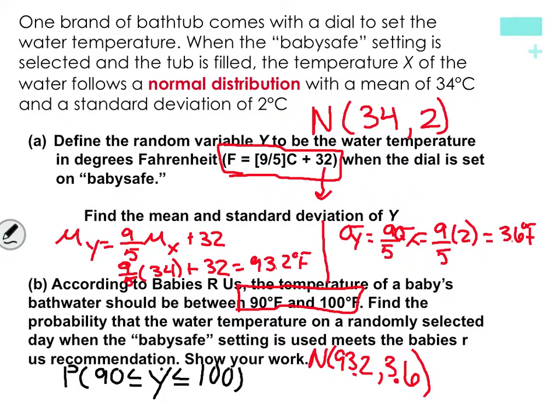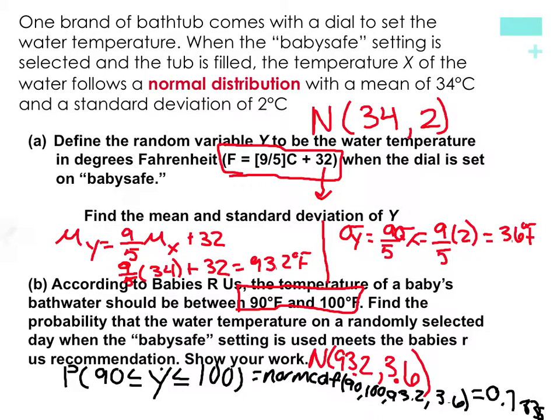Okay, so that's where I'm going to use normalcdf. Of 90, that's my lower bound, 100 is my upper bound, 93.2 is my mean, 3.6 my standard deviation. It gives me 0.7835. Okay, so there is about a 78% chance that the temperature of the water meets the recommended temperature on a randomly selected day.